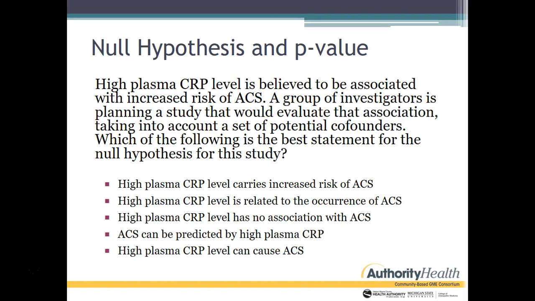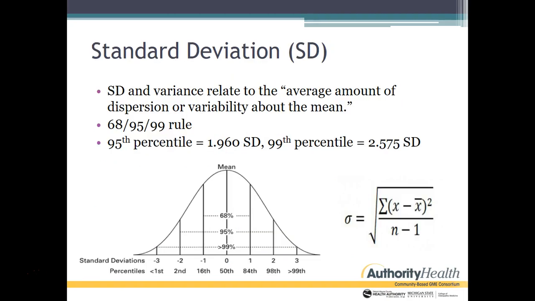So high plasma CRP carries an increased risk of ACS. High plasma CRP is related to the occurrence of ACS. High plasma CRP has no association with ACS. ACS can be predicted by high plasma CRP, and high plasma CRP level can cause ACS. So when we're looking for the null hypothesis, as we've said, that would be no association. So that's the correct answer.